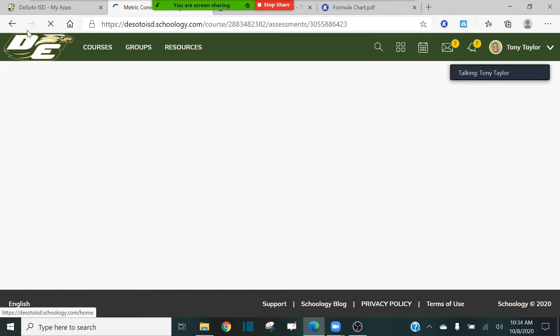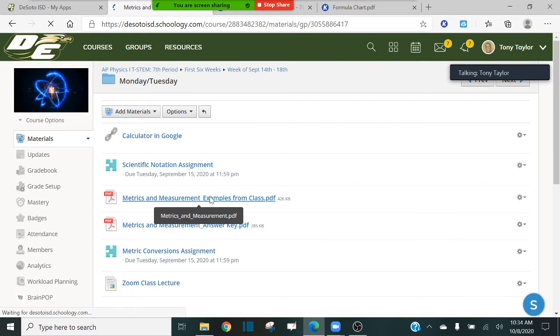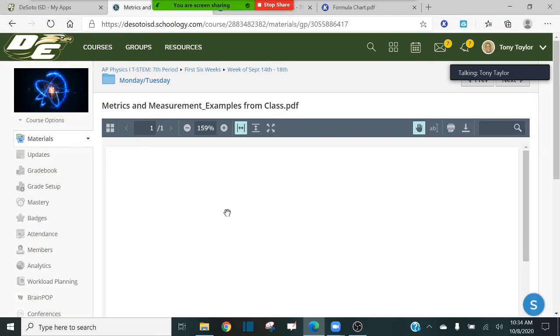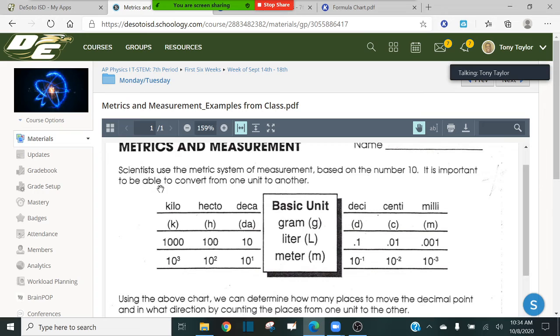So if I were you, I would go over this metric conversion worksheet here so that you understand how to read this table. Because remember, we went over this at the beginning of the school year, how to convert your units. For example, if I give you a question on the test where I ask you to convert from kilometers to centimeters, you need to know how to do that.